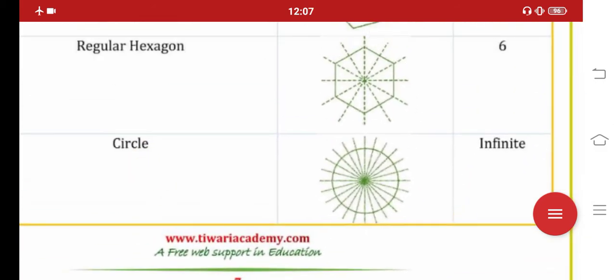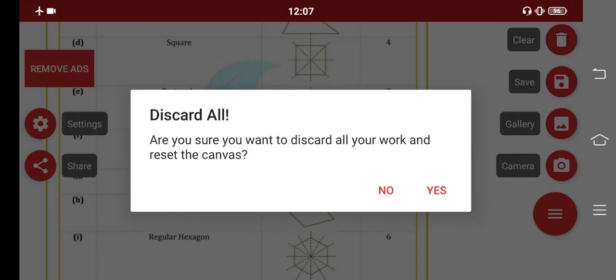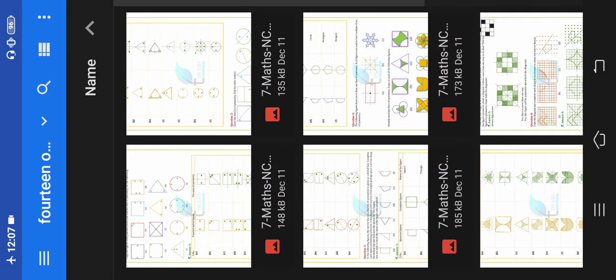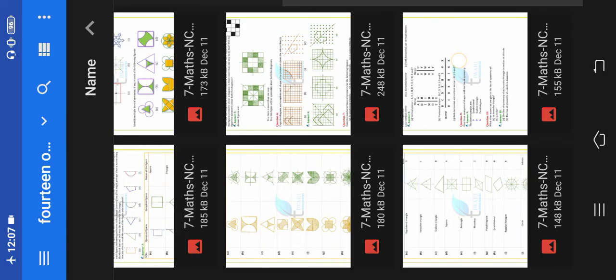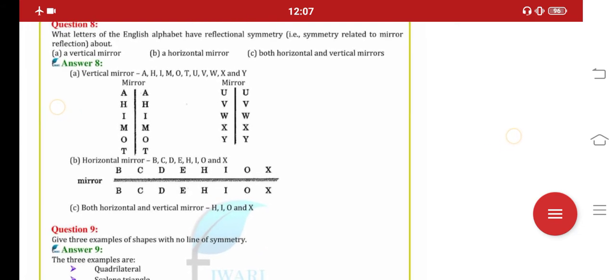Okay, so this is our question. Now let me see what else is given. Okay, this is the last question, I think. Okay, what we have to find out: which letters of the English alphabet have reflection symmetry, that is, symmetry related to mirror reflection about a vertical mirror, a horizontal mirror, or both vertical and horizontal.